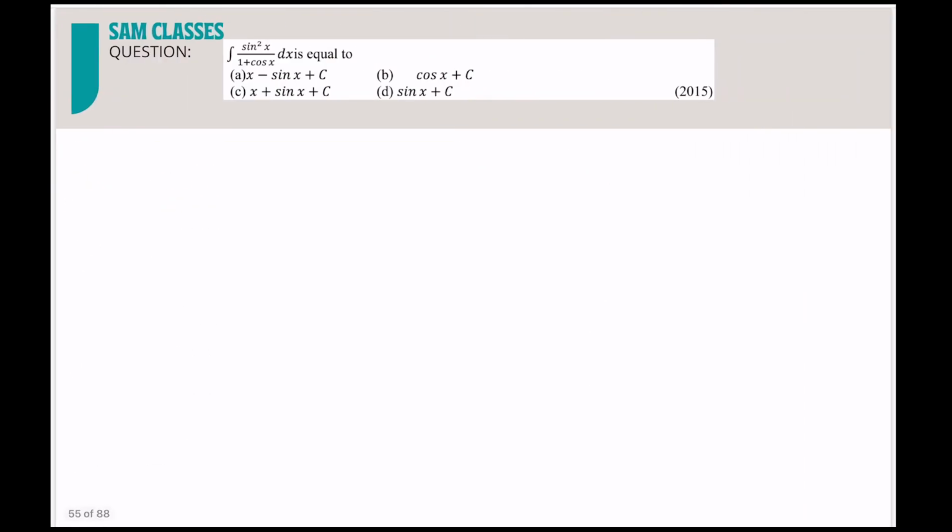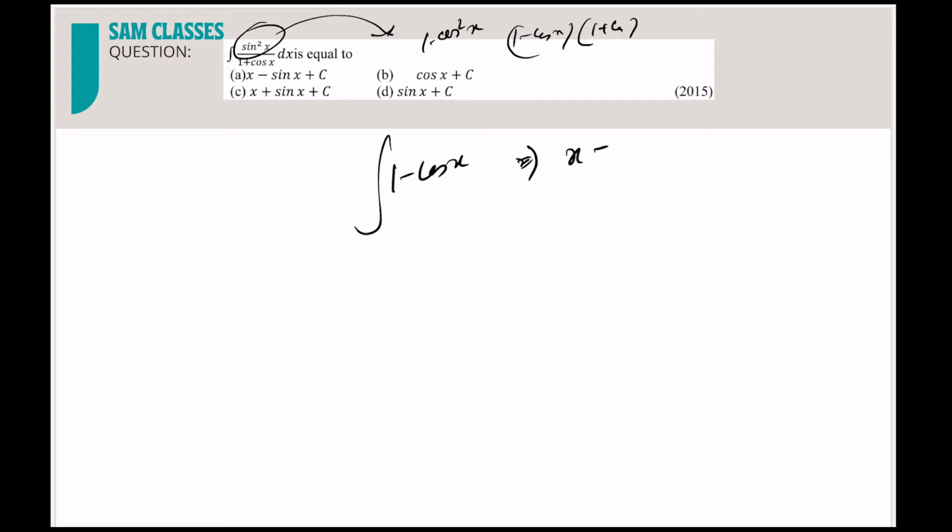Now let's see the next question. The next question is very simple. Okay, this question will take not more than 5 seconds. See, the moment you see sine square x, you should be able to think in your brain that it should be 1 minus cos square x, and a square minus b square, so (1 minus cos x)(1 plus cos x) divided by 1 plus cos x. Okay, so 1 plus cos x will cancel, leaving 1 minus cos x, so that will be x minus the integral of cos x, which is sin x, plus c. That's it.